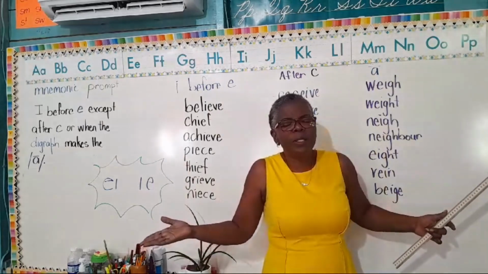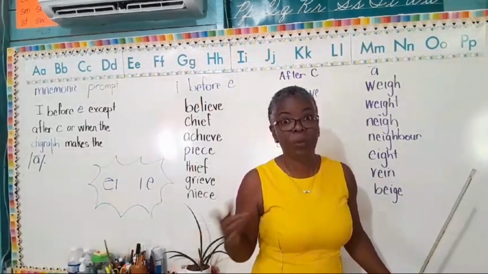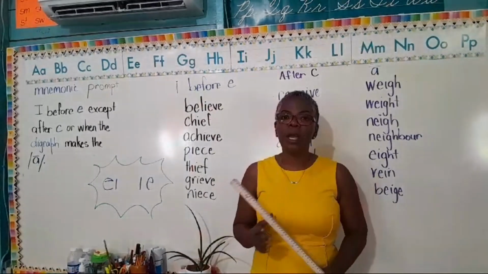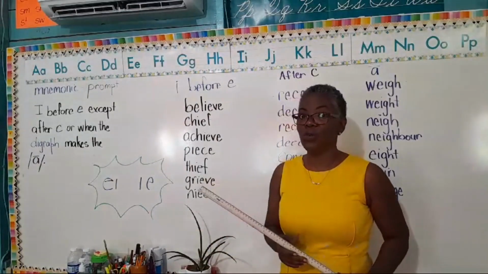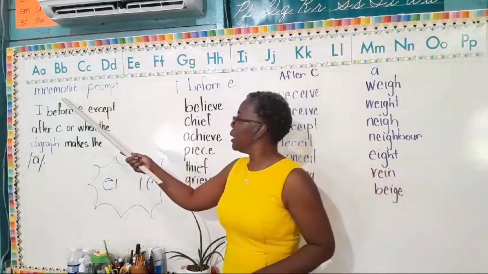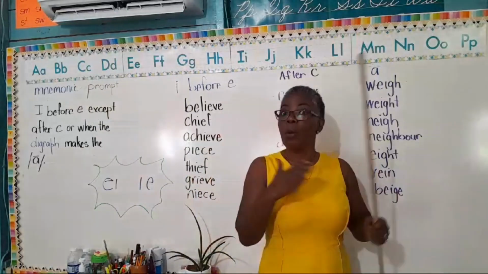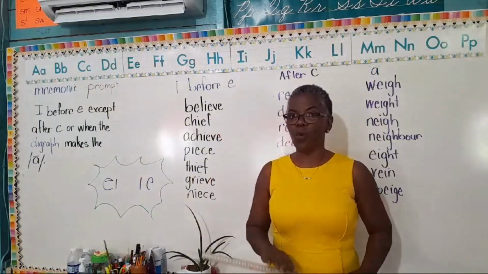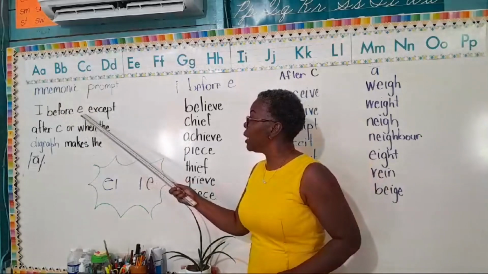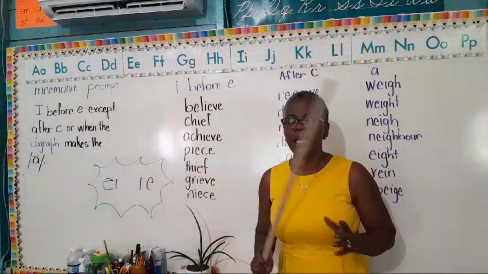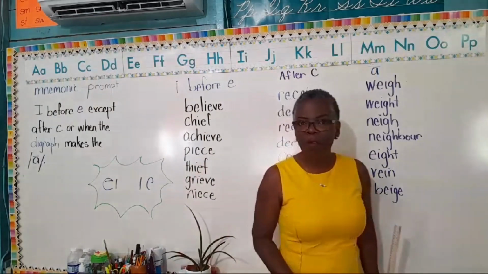How do we know when to spell with EI, and when do we know how to spell with IE? There is a mnemonic that can help us to do that. What is a mnemonic? A mnemonic is a prompt, something that we're going to use to help us to remember how to spell these words correctly. And so the mnemonic says, I before E except after C. Let's catch that part.